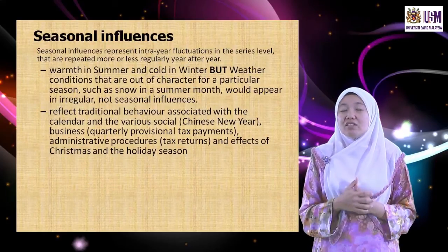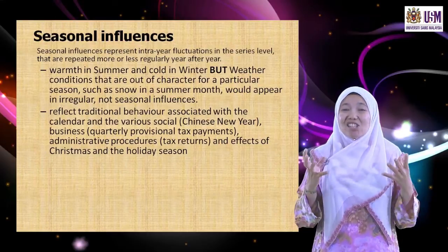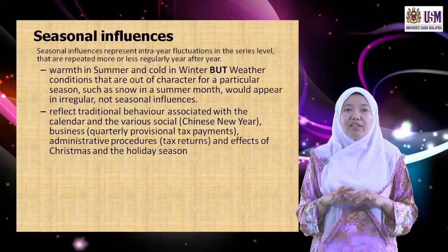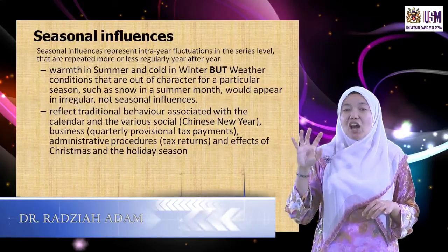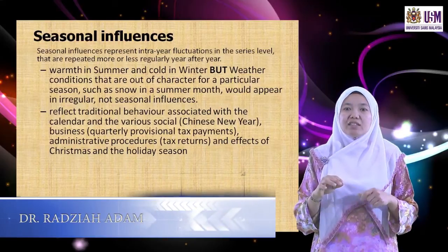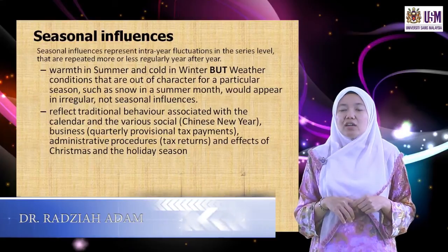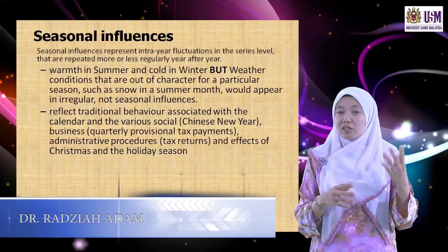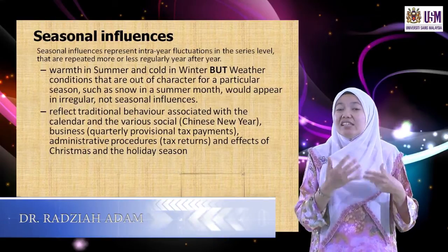We're still talking about seasonal influences or seasonal variation. Seasonal influences represent intra-year, that means within the year, fluctuations in the series level that are repeated more or less regularly year after year. So we have warm in the summer, cold in the winter. But weather conditions that are out of character, for example, suddenly a flood that occurs out of nowhere, that is something else. But flood in Kelantan and Terengganu in December, that is a seasonal influence.